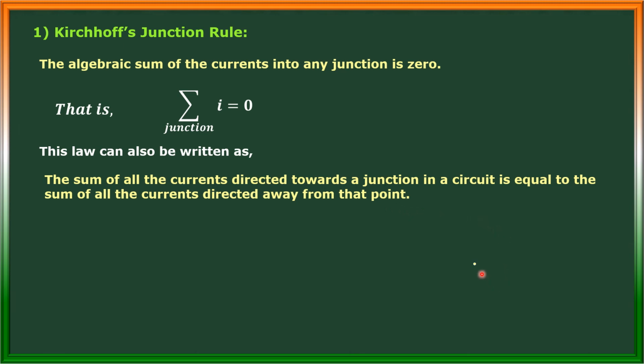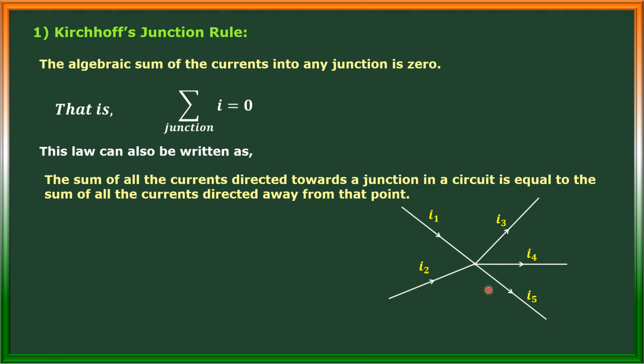See here, this is a point and some currents are directed towards that point and some currents are directed away from that point. Here the currents I1, I2 are directed towards the point and currents I3, I4, I5 are directed away from that point. So these two are the incoming currents and these three are the outgoing currents.